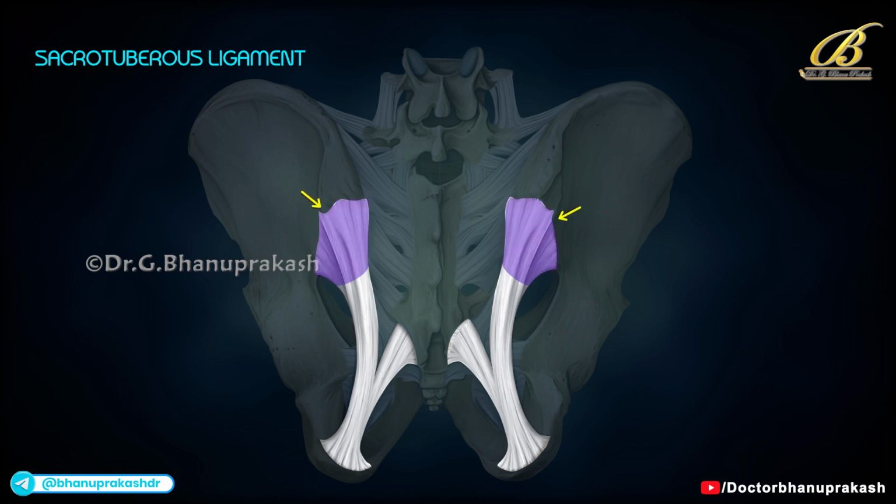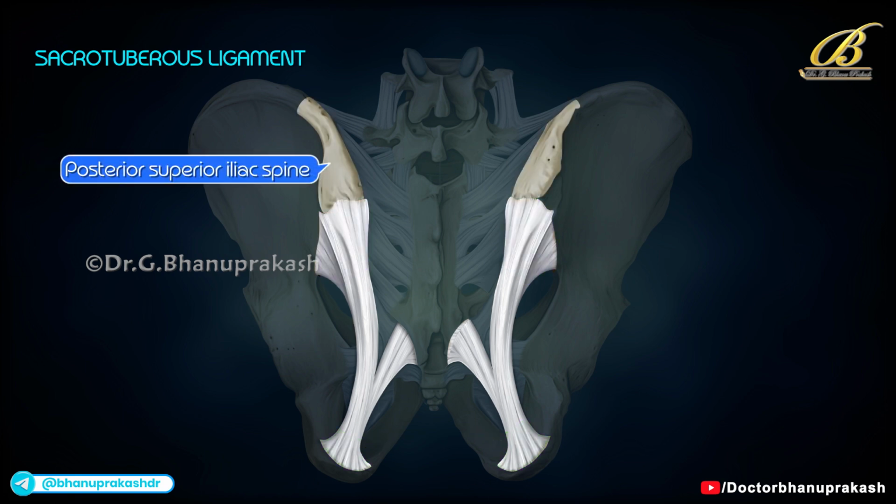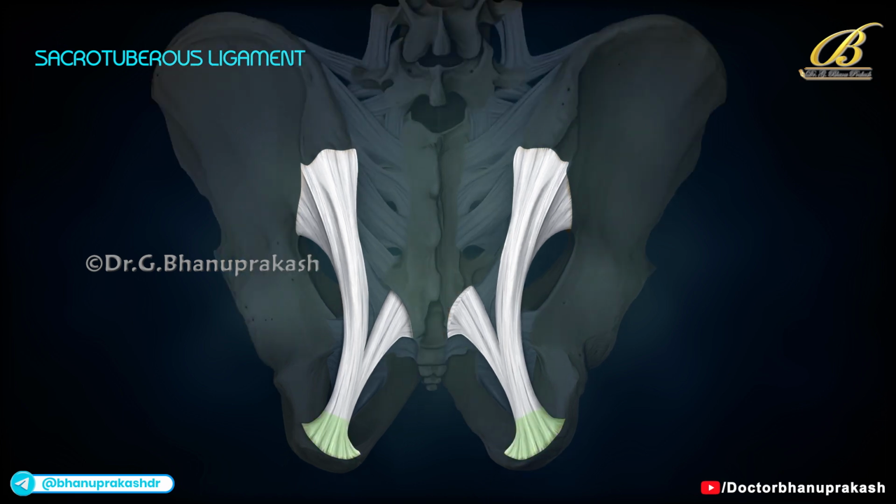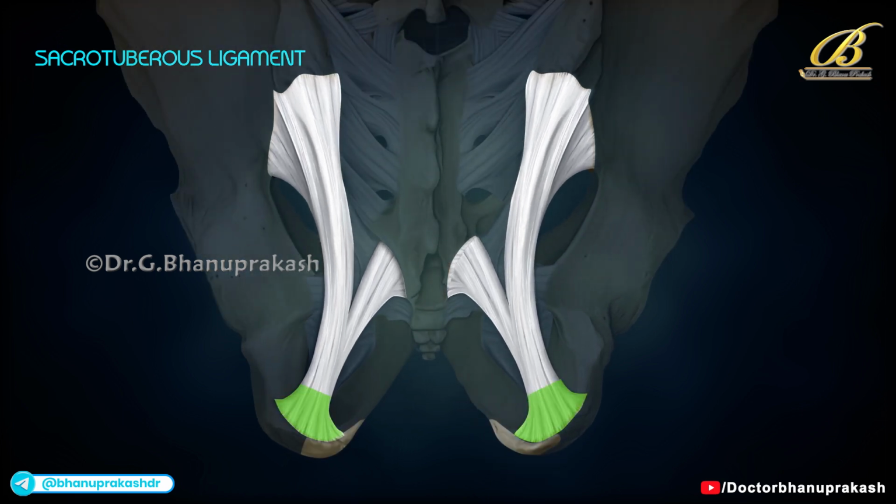It has a broad upper medial end and a narrow lower lateral end. The upper end is attached from above downward to the posterior superior iliac spine, posterior inferior iliac spine, lower part of the posterior surface, and lateral border of the sacrum and adjoining the upper part of the coccyx. Its lower end is attached to the medial margin of the ischial tuberosity.